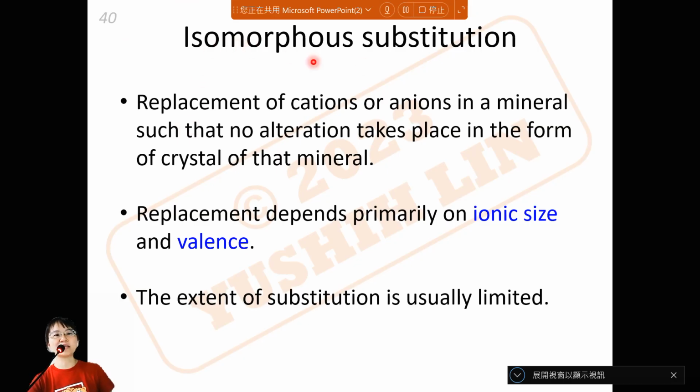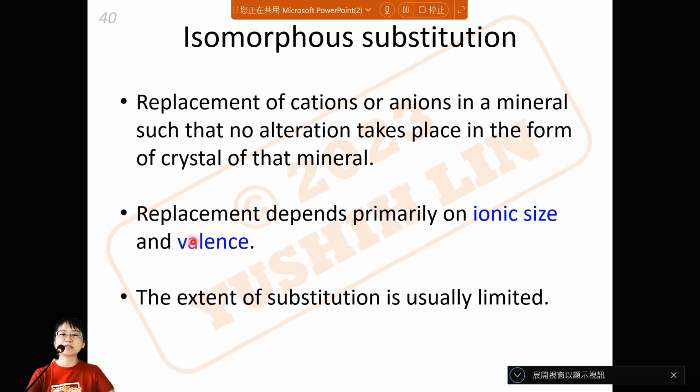Therefore, if you want this to happen, you want it to happen in the way that the crystal of that mineral remains stable. And what are the conditions that need to be met? Here, replacement depends primarily on ionic size, which means the radius, and valence.